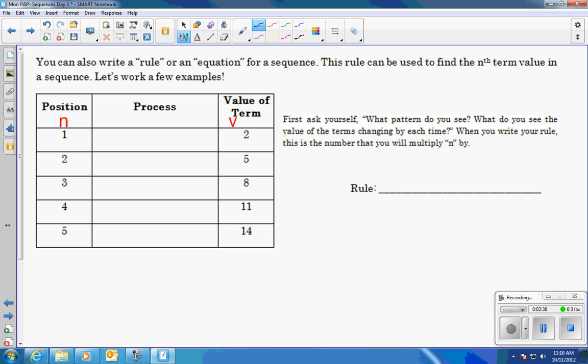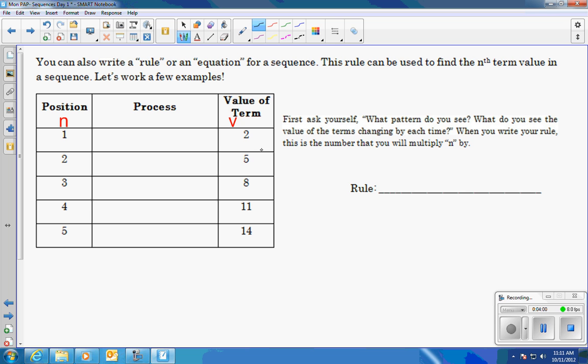You can also write a rule or an equation for a sequence. This rule can be used to find the nth term value in a sequence. So for example, the position, we call that n. And it can either be in the first position, second position, third, and so on. And then the value of the term is what it actually ends up being.